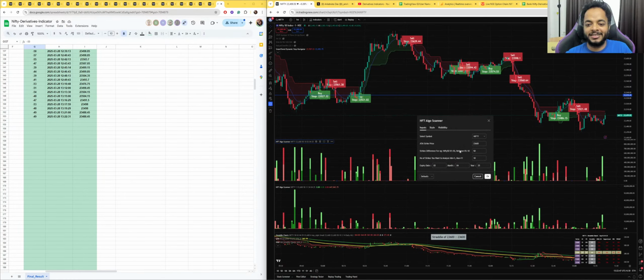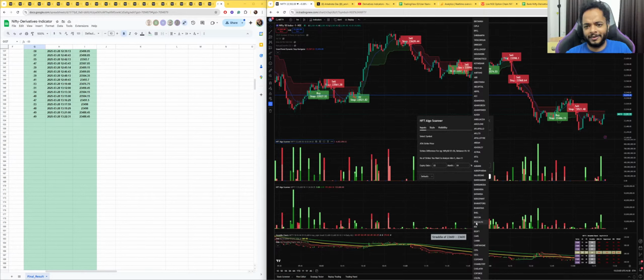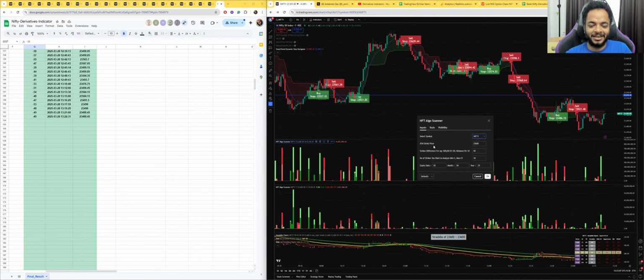So coming down to the setting, guys, again the indices are there as well as the stocks and everything. We have more than 180 stocks from the FNO segment, so all your favorite stocks would be there. It analyzes them, and so we are opening on Nifty.